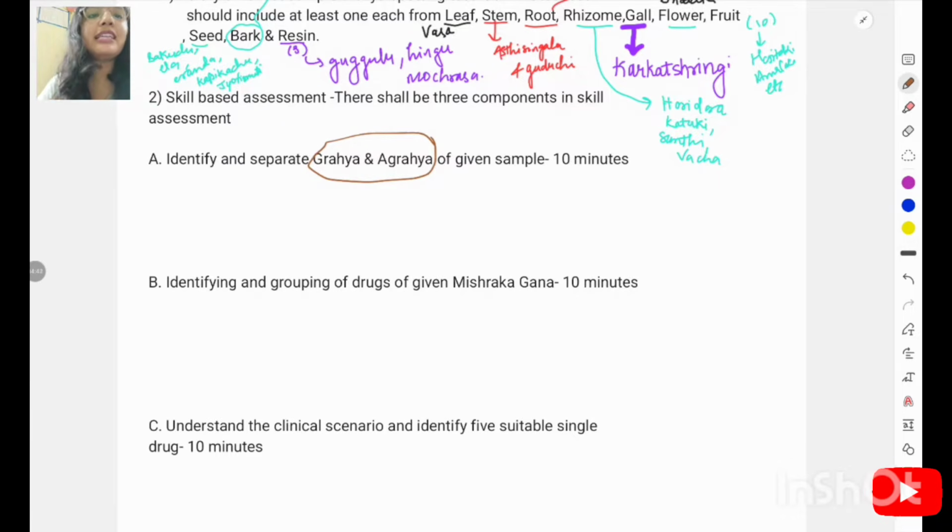The second thing is identification and grouping of drugs of Mishraka Gana. And in our channel I have already uploaded one video for Mishraka Gana and the tricks for how we can remember it. They are not that difficult, and some we are using from first year, so you can easily remember. So there will be 10 marks, and they will give you a Mishraka Gana, and you have to say this is coming in this. For example, they will say amalaki and vibhitaki, then you have to say what is the third ingredient of Triphala, that is haritaki. So like that you have to remember all the Mishraka Gana.